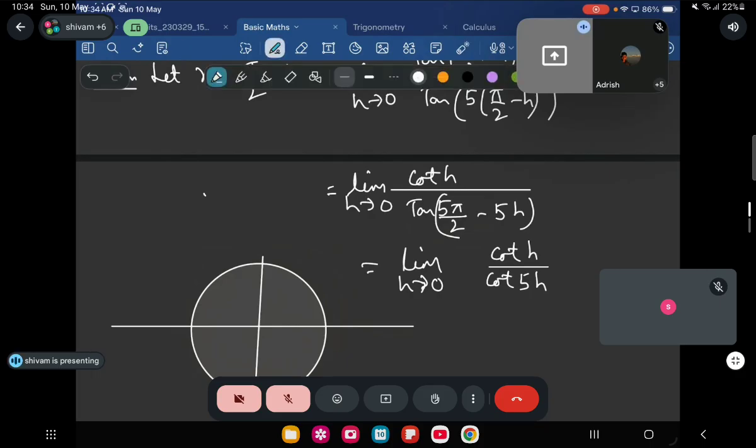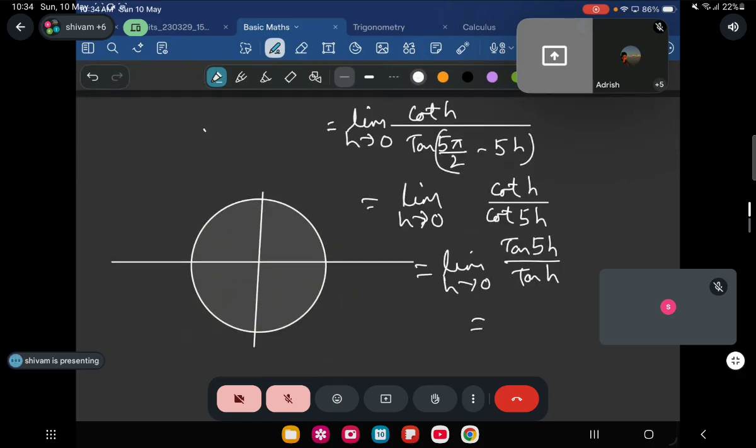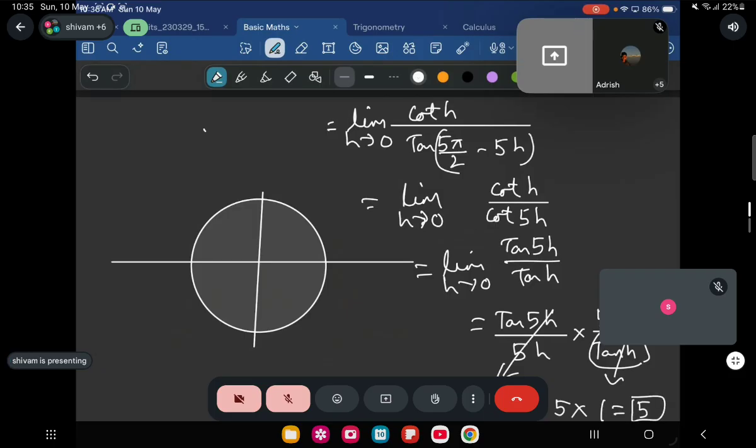Okay. Let us convert it into tan. This will become limit h tends to 0 tan 5h by tan h. Now it is very safe to apply the standard form. This will become tan 5h by 5h multiplied by 5h divided by tan h. This will give us 1, multiplied by h by tan h, which will also give us 1, and multiplied by 5. So 1 into 5 into 1 will give us 5.